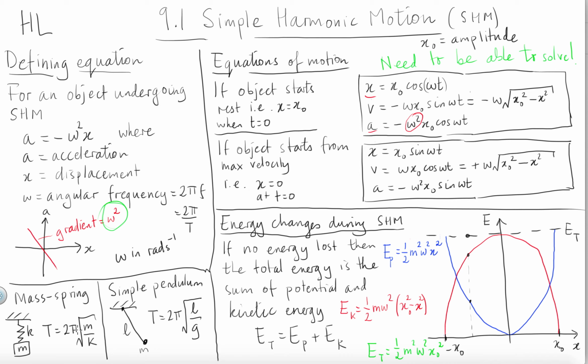Then we have two classic examples of systems which display simple harmonic motion. That's the mass on a spring system and the simple pendulum system, and the equations you're given in the formula booklet are for the period of both of these systems. Basically you can calculate the period of a mass spring system by taking 2 pi times the square root of mass divided by the spring constant k. And in the simple pendulum, its period doesn't depend on mass, and the period is equal to 2 pi times the square root of length of the pendulum divided by the acceleration due to gravity.